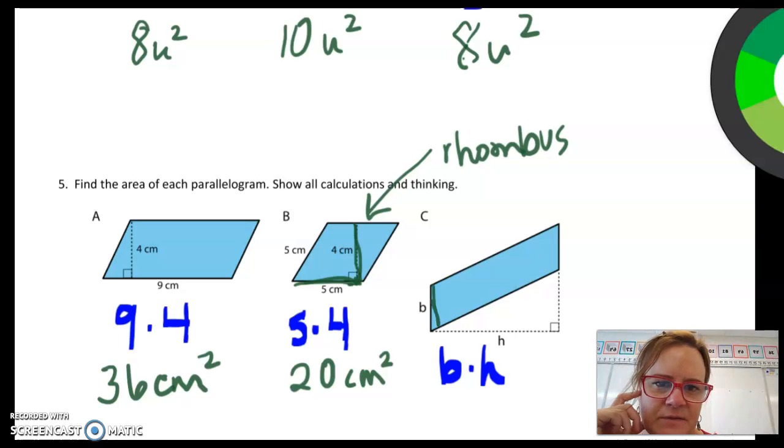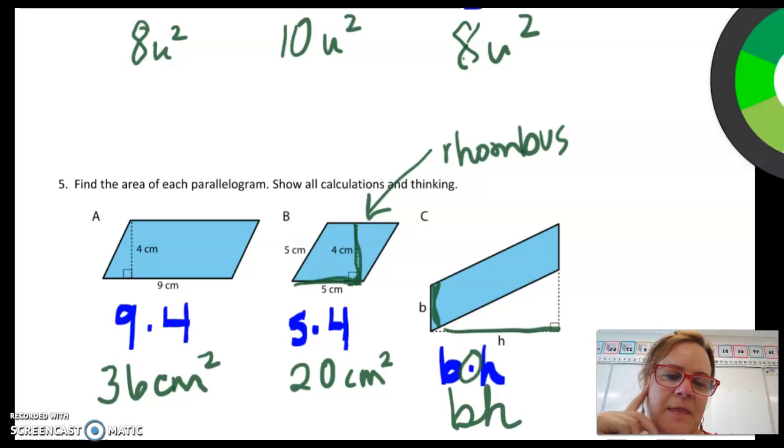And then the last one, if this is the base, then this is the height, and we're going to find that by multiplying base times height. When we multiply and we have letters like this that are representing numbers, we don't need the multiplication sign, so we can just write BH, and that means base times height, or B times H.